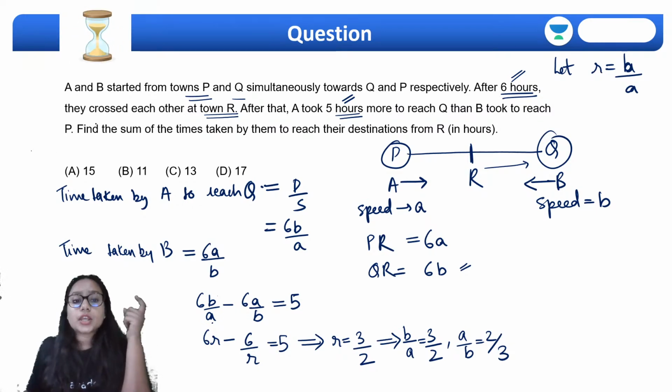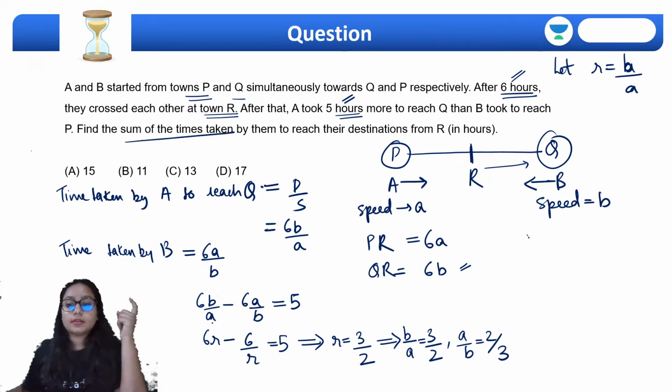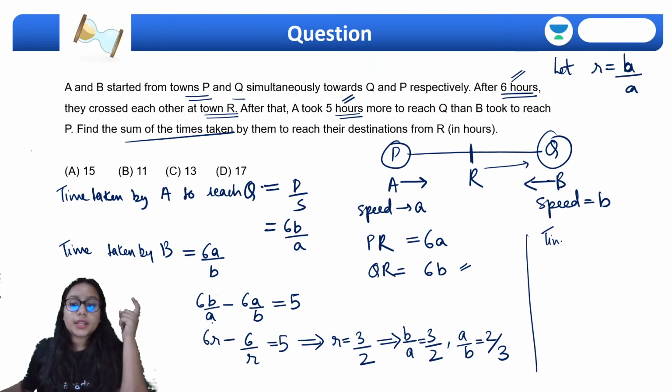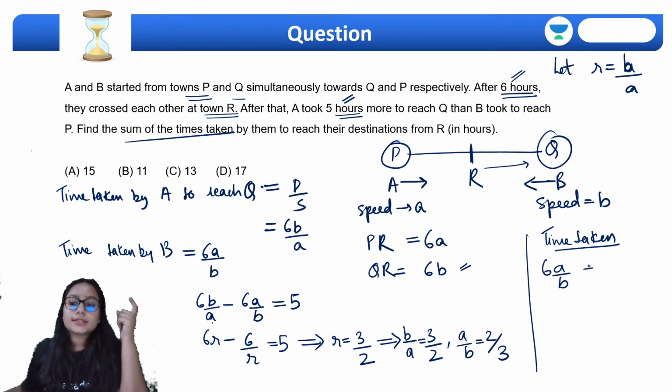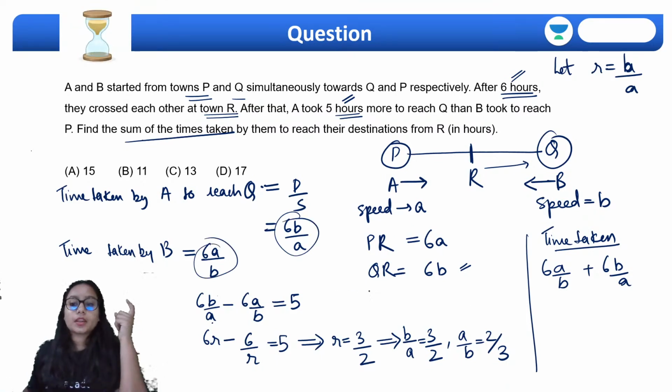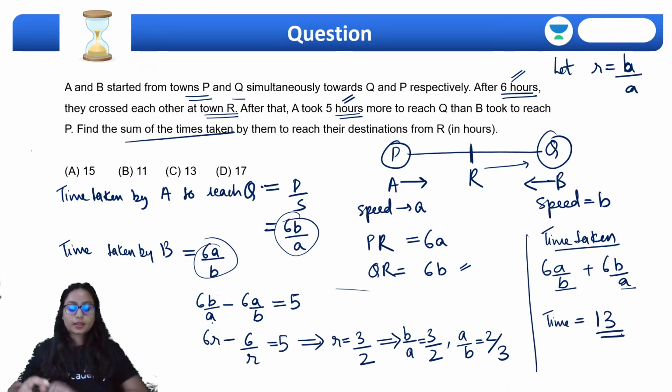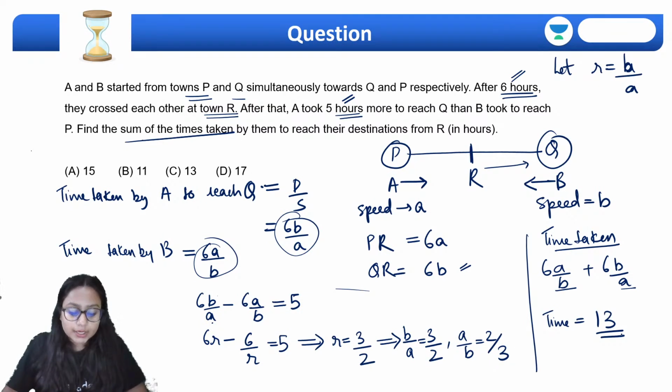अब क्वेश्चन में पूछा क्या है? Sum of times taken. Alright, so the sum of time taken will be equal to 6A by B plus 6B by A. ये दोनों times का addition. Put the values of A by B and B by A, you will get the total time taken as 13. Yes, is this question clear now? Yes, Bharat, is this clear? Tarun, Tanya, everyone, Chaitanya, Ayush.